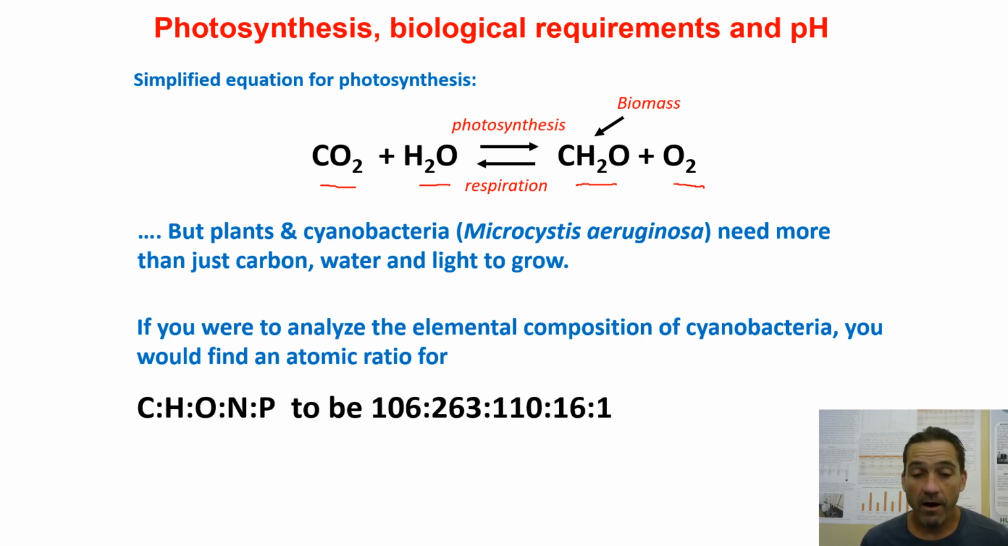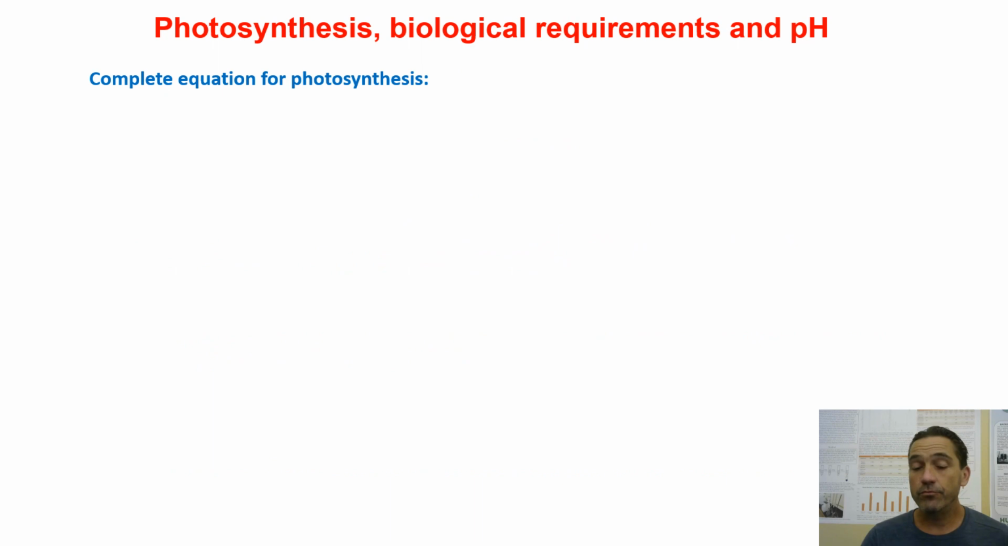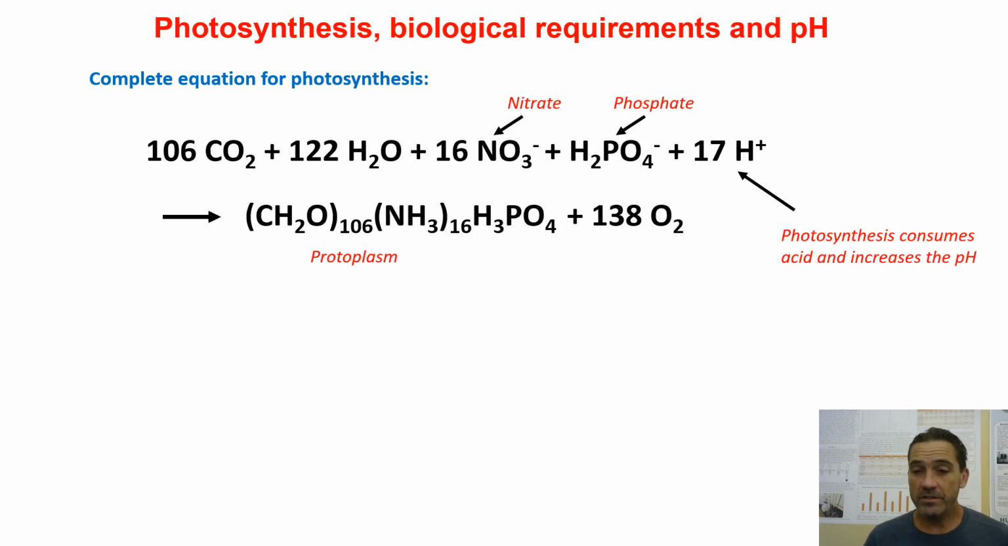So this is the ratio of the elements that you would see in that cyanobacteria mass. And if we put that into a chemical formula, we could say that cyanobacteria have this chemical formula, which is made up of these elements and at this atomic ratio. So if we want to really look at photosynthesis as it occurred in your eutrophication experiment, we would write an equation like this. We would involve nitrogen as nitrate, phosphorus as phosphate, and this would be a better representation of photosynthesis in your experiment. We saw that nitrogen and phosphorus were necessary for things to grow.